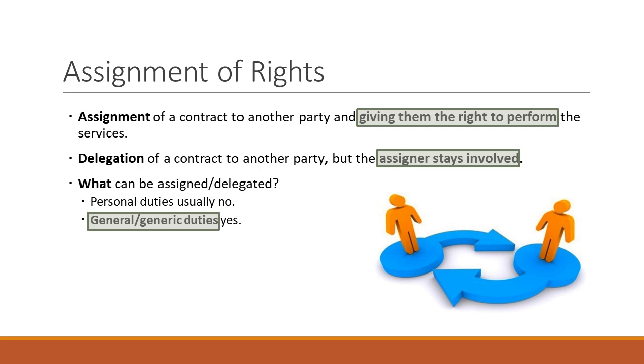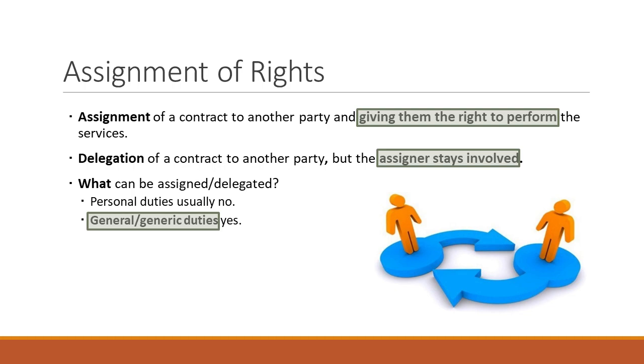But maybe something creative, you know, say I tried out to be in a play and I'm a Broadway actor, and I can't take that contract and assign it to my brother who's a pretty good singer because I was the one that had the personal duties. So you can't assign or delegate those to them. But as I said, generic duties, hammer, nail, those types can be assigned and delegated. So you have a valid contract: offer, acceptance, consideration, there's no defenses, but you want to bring in a different party as one of the parties that are performing. You can bring someone else in, either assignment or delegation. Any questions?